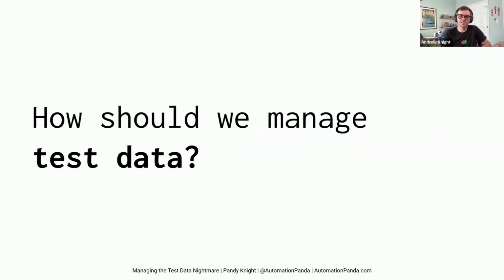So, how should we manage test data? For feature testing, test data is just as important as test cases and test code. How do we handle both product data and test case data? Are there strategies we can use to avoid brittle dependencies?